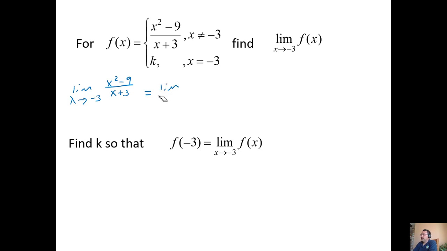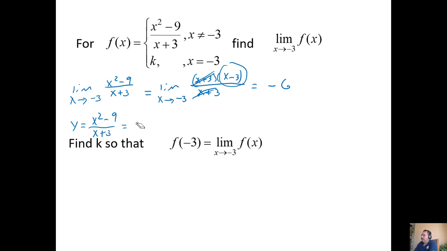So then this becomes the limit as x goes to negative 3 of x plus 3 times x minus 3 over x plus 3. The x plus 3's go away and you get negative 6. Now, again, once these go away, all we're left with is this formula, x minus 3. So again, what that means is that the equation y equals x squared minus 9 over x plus 3 is the same thing as the equation x minus 3, except x cannot equal negative 3.